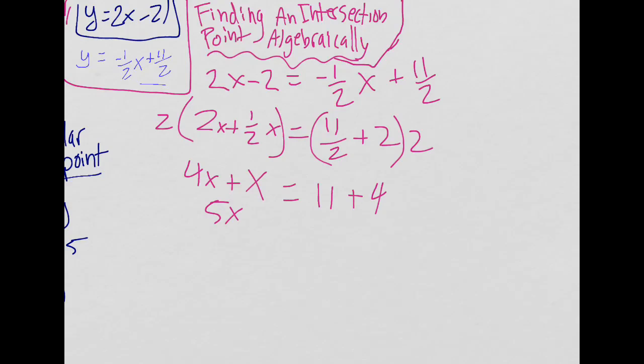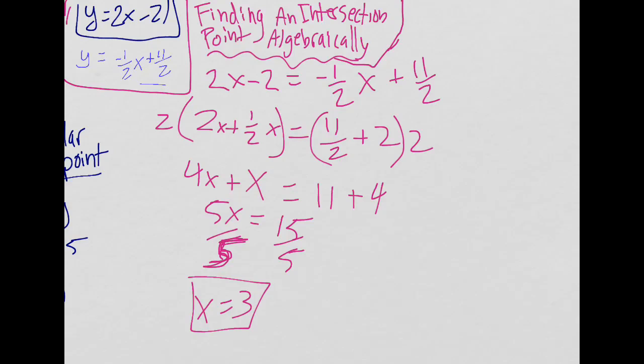So I get 5x equals 11 plus 4 is 15. If I divide by 5 on both sides, I will get x equals 3, the x value of the intersection point. But that's only part of it. I still need to find the y value.